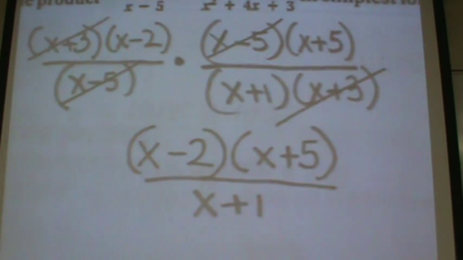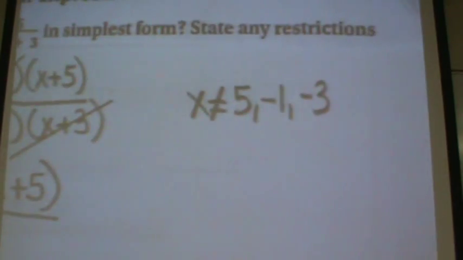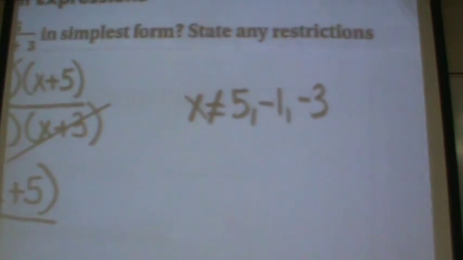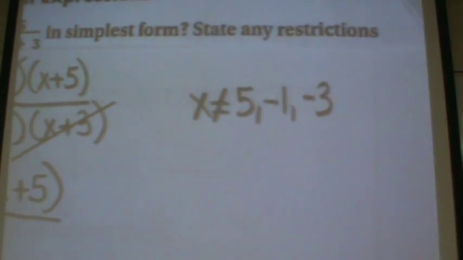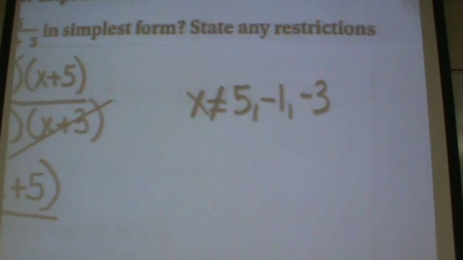Now, check out the restrictions right now. What is it, negative 1? Yeah. But guess what? It's really those 3. Those are the 3 restrictions. So it's important to state the restrictions before you cancel, right? Right. Okay, we're gonna try this one on our own.